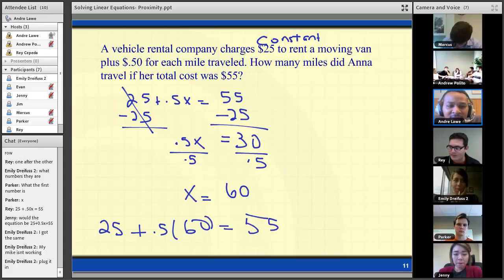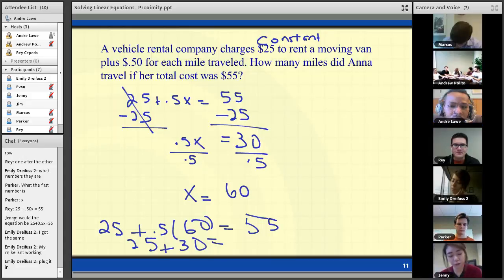So if we get a statement of equality, then we know we're correct. So 0.5 times 60 is 30, and then 25 plus 30 is in fact equal to 55. Good job, guys.